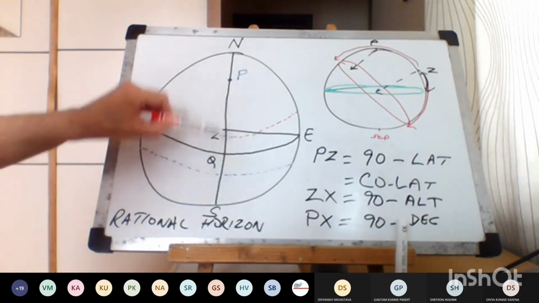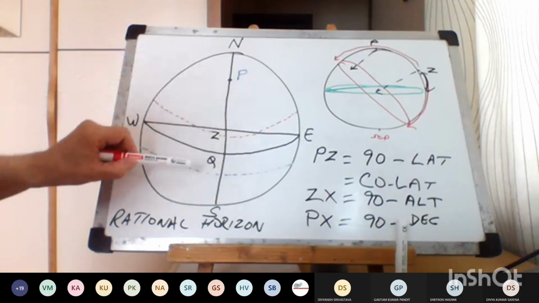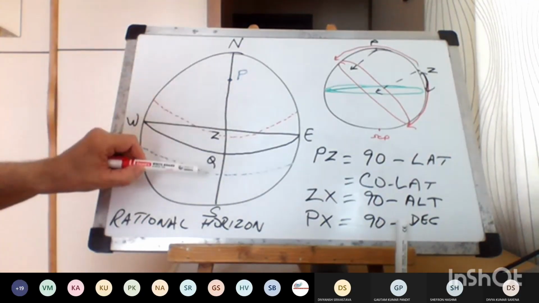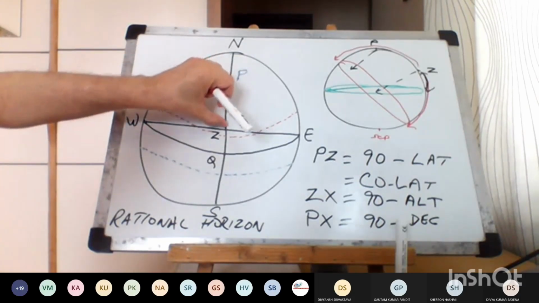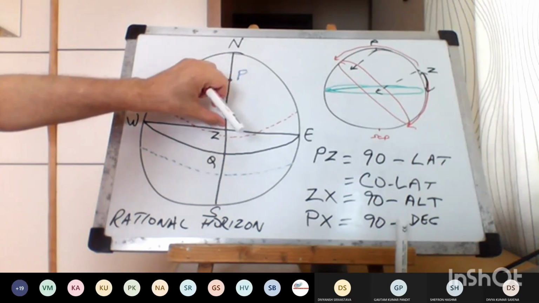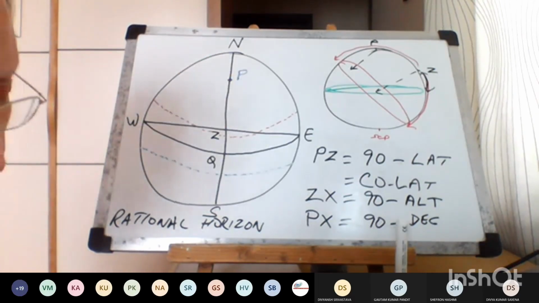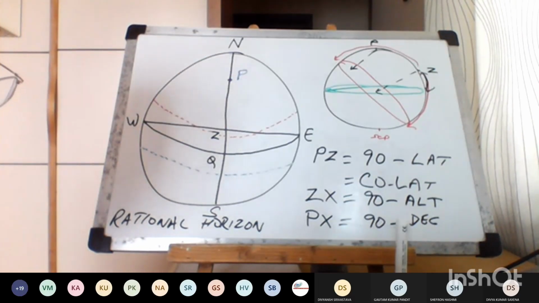When they are crossing the observer's meridian, where is the observer? Observer is at Z, correct? So what will be the bearing? What will be the bearing?